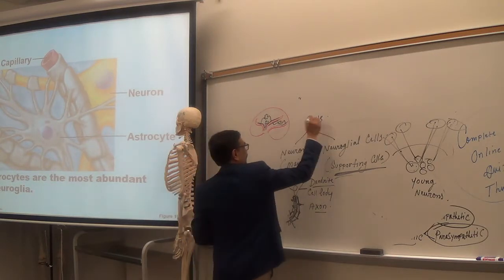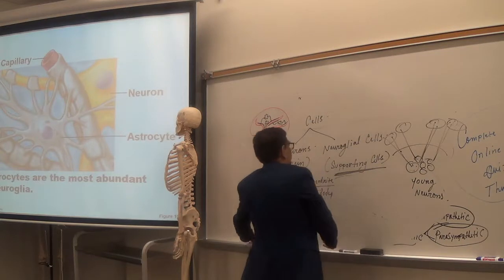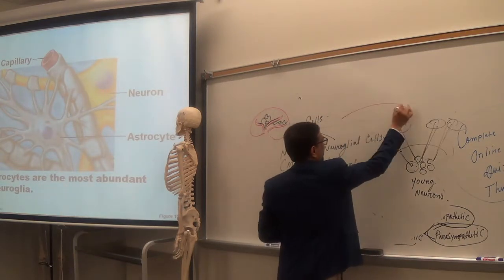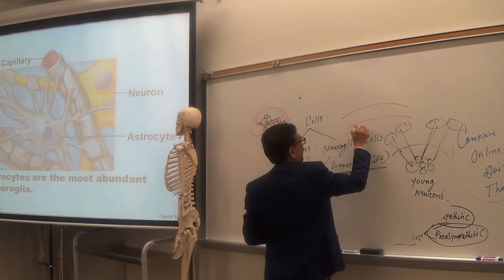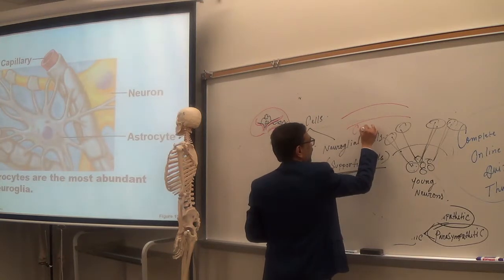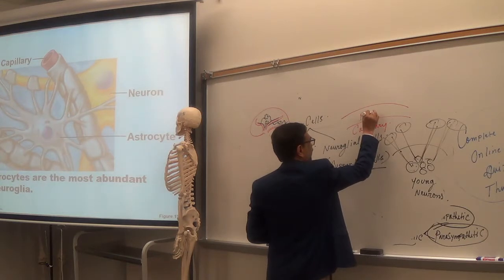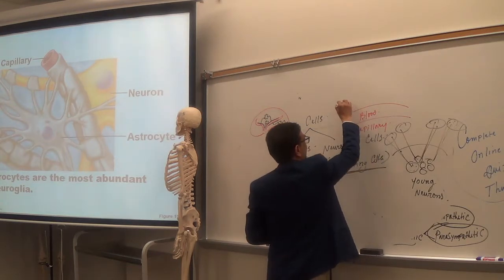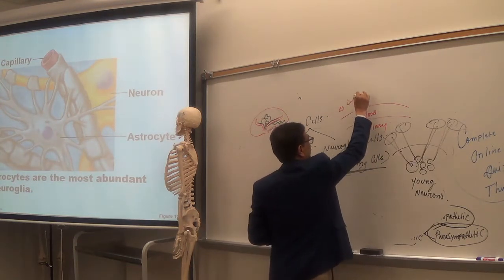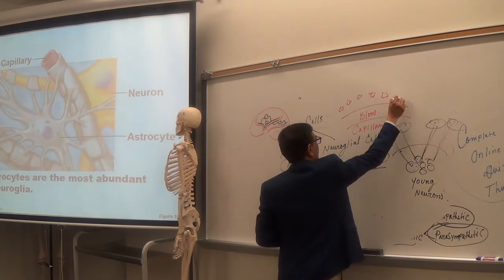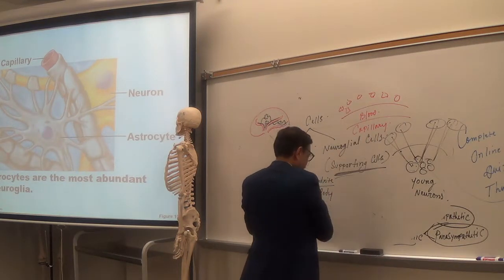Like this. So this is the capillary here. Let me draw here. This is the capillary in the brain, and blood is inside the capillary, right? And these are the neurons, and this is the astrocyte.